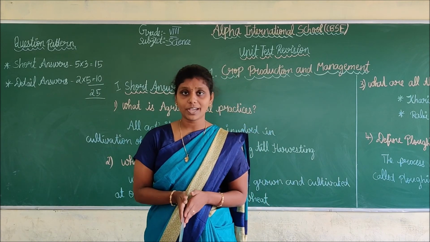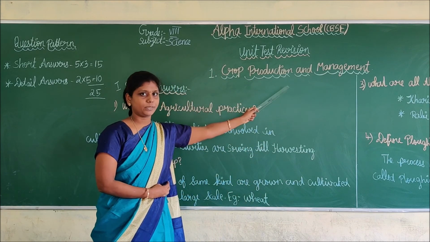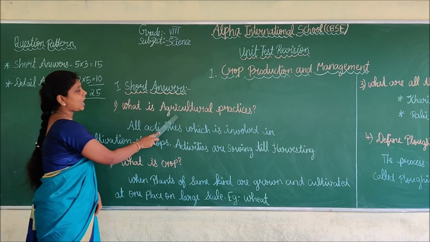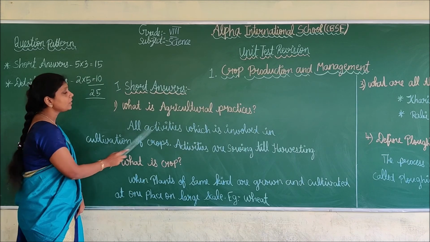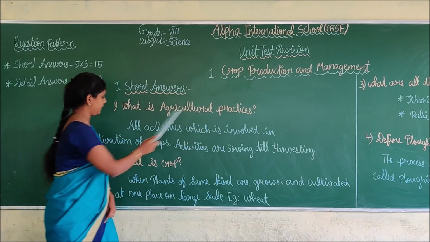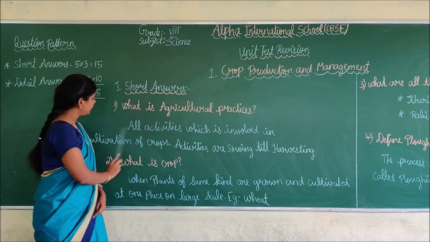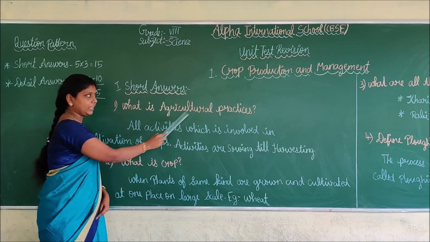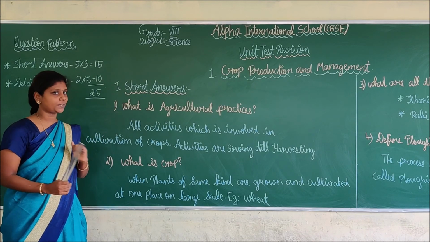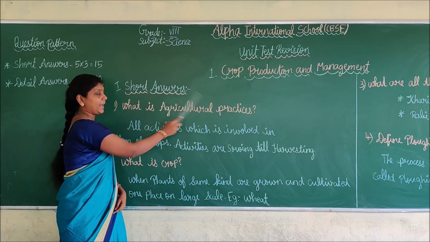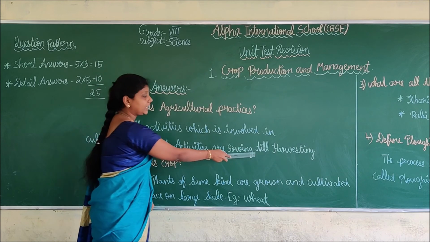Next, we are going to revise the 3 marks or short answers of the lesson, crop production and management. What is agricultural practices? All the activities which are involved in cultivation of crops are called agricultural practices. What are all the activities? The activities are from sowing till harvesting.